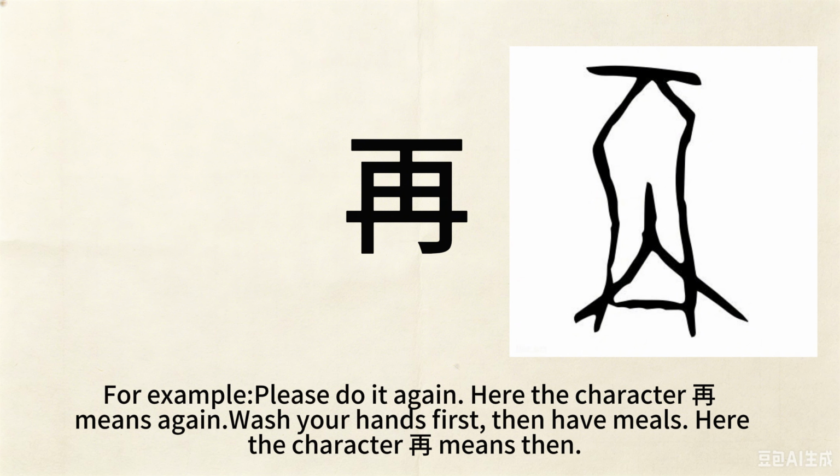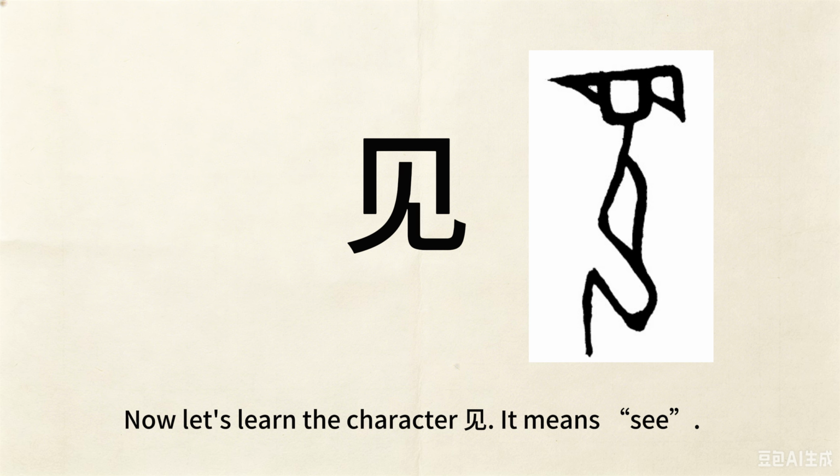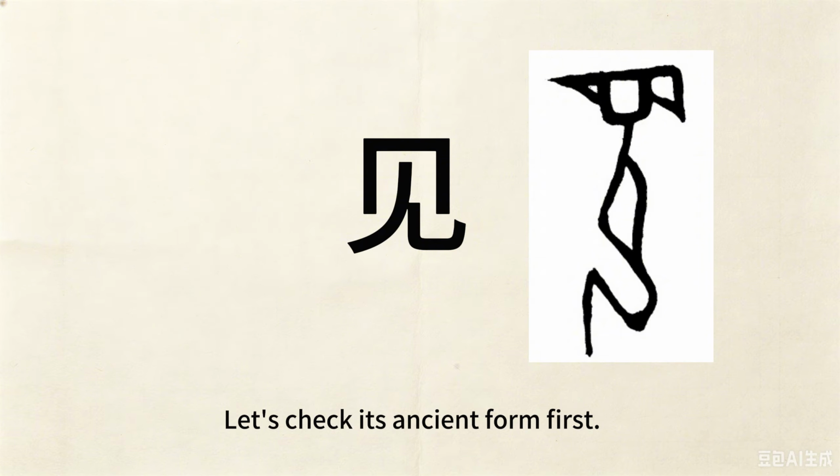For example, please do it again. Here the character 再 means again. Wash your hands first, then have meals. Here the character 再 means then. Now let's learn the character 见. It means see. Let's check its ancient form first.